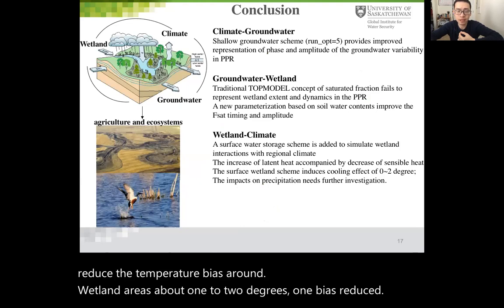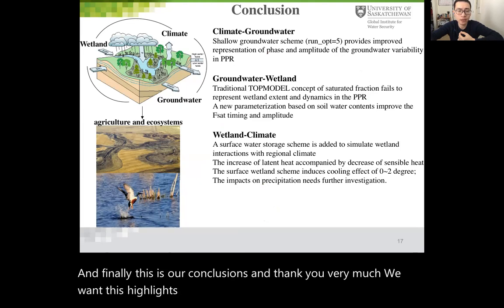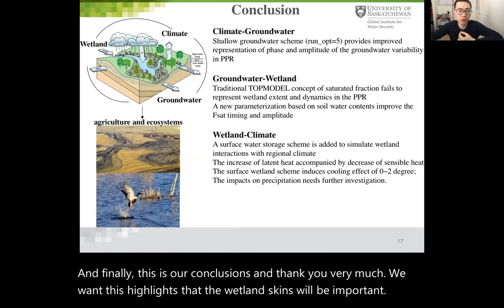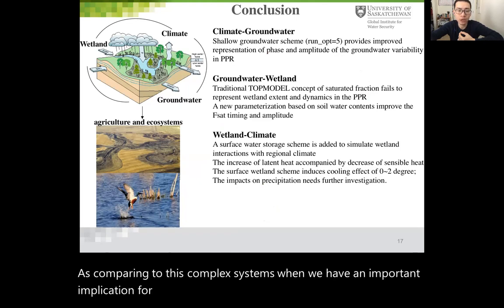And finally, these are our conclusions. We want to highlight that wetland schemes will be important in these complex systems, and have important implications for agriculture and ecosystems.